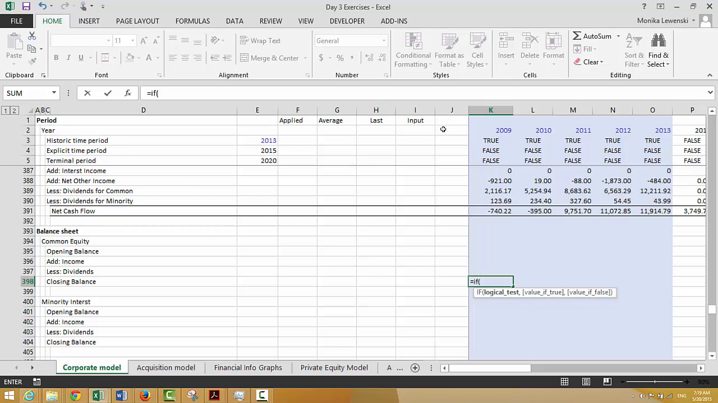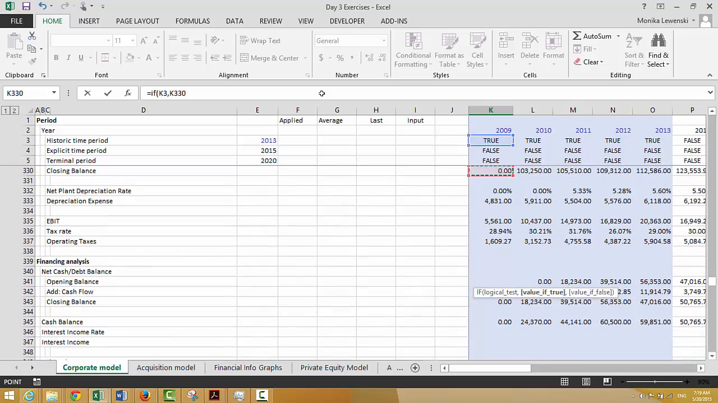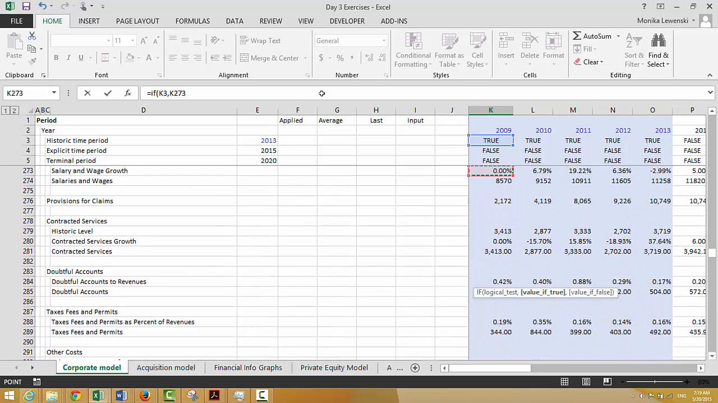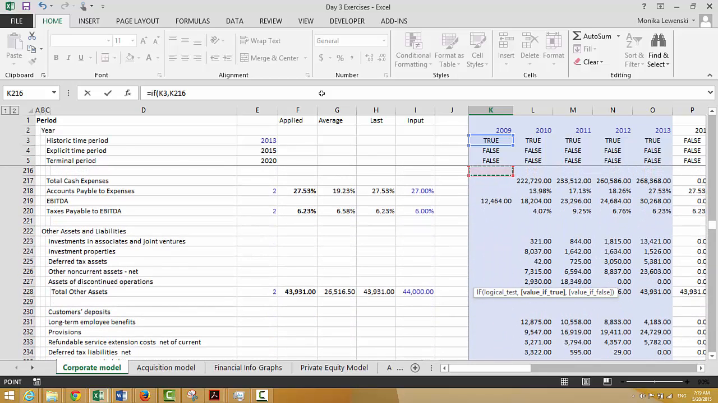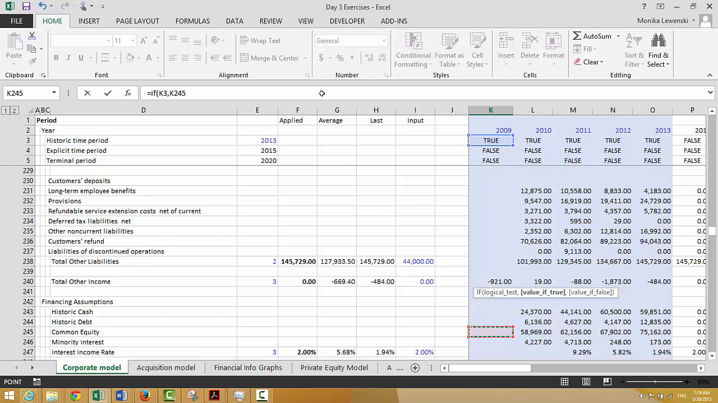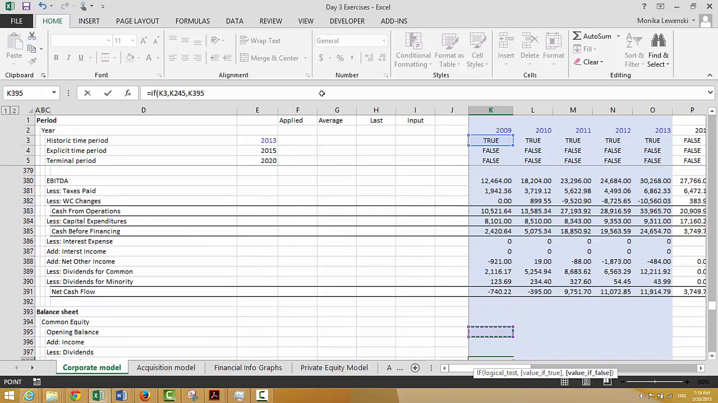If it's the history, let's go up and take the total. This was, I put it in here somewhere. Common equity. Is that right? Okay. If it's the history, we take this. Otherwise, we take, as usual, we go to 395, and we put a plus.